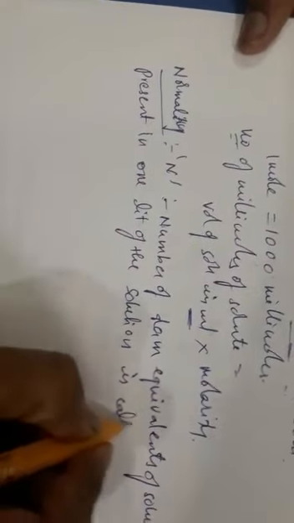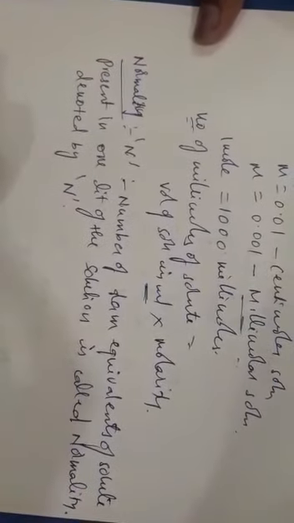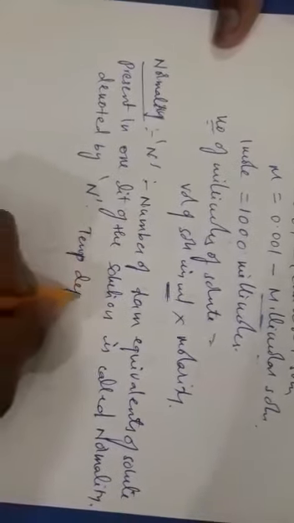So the number of gram equivalents of solute present in 1 liter of the solution is called normality, and denoted by the symbol capital N. Then, like molarity, normality is also temperature dependent. So it depends upon temperature.